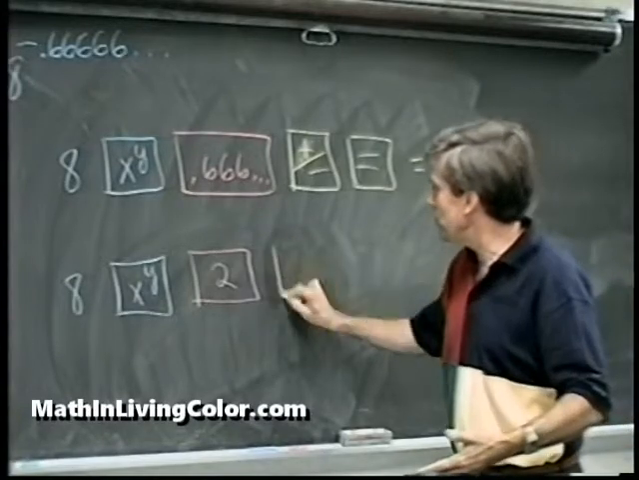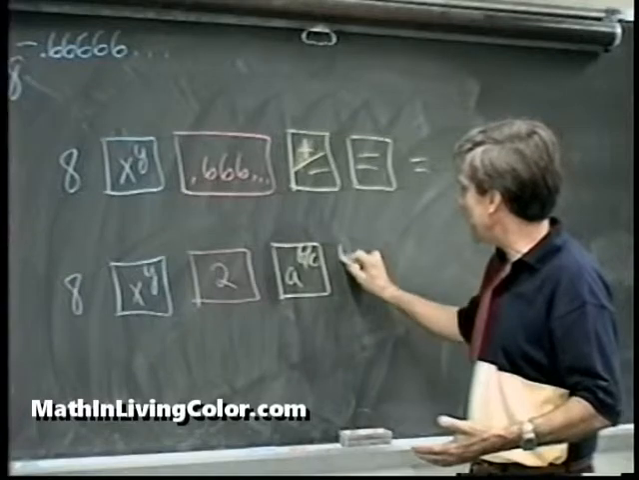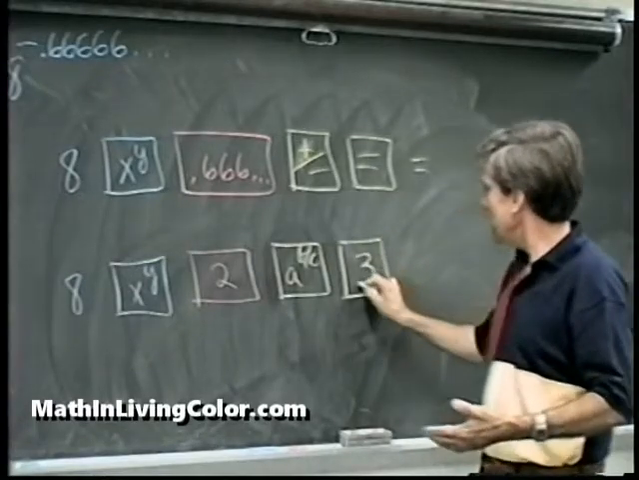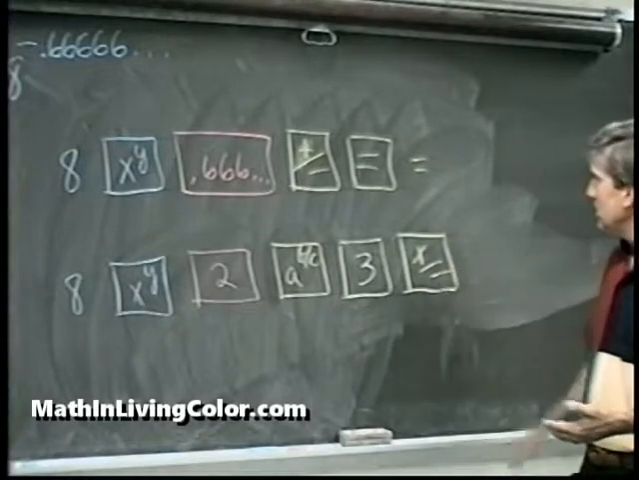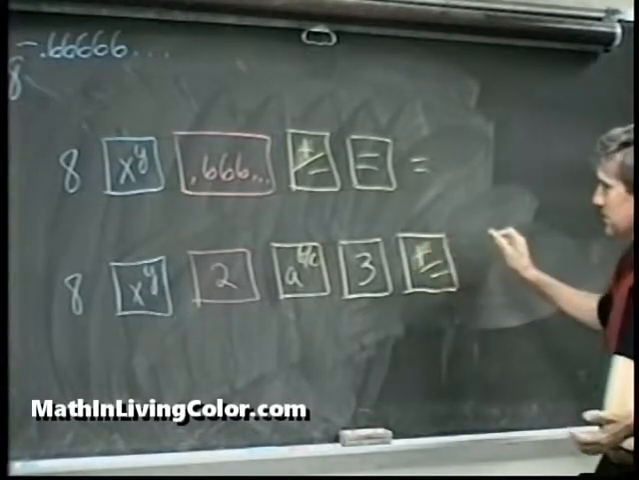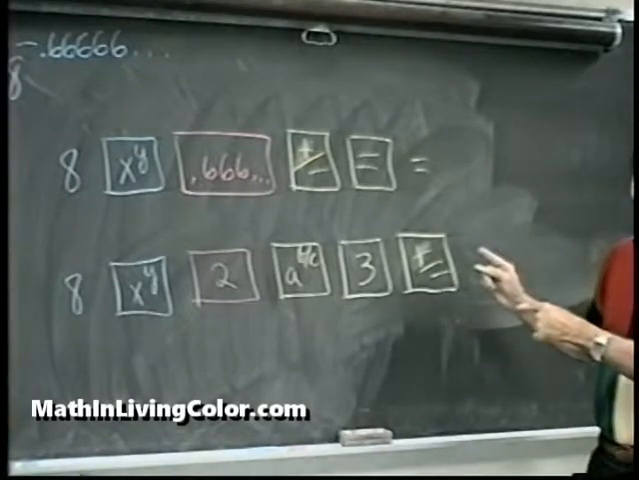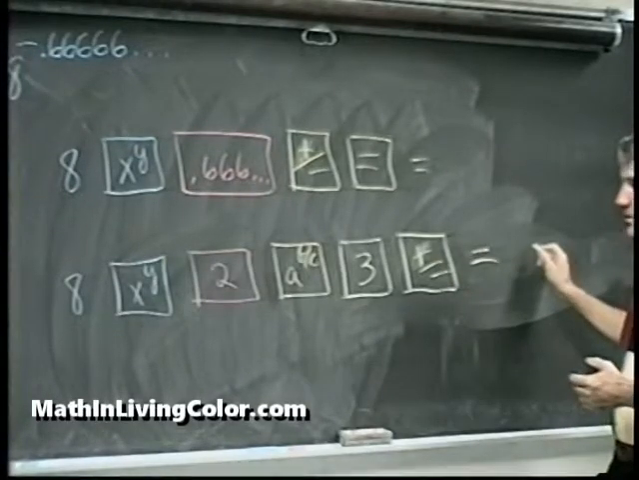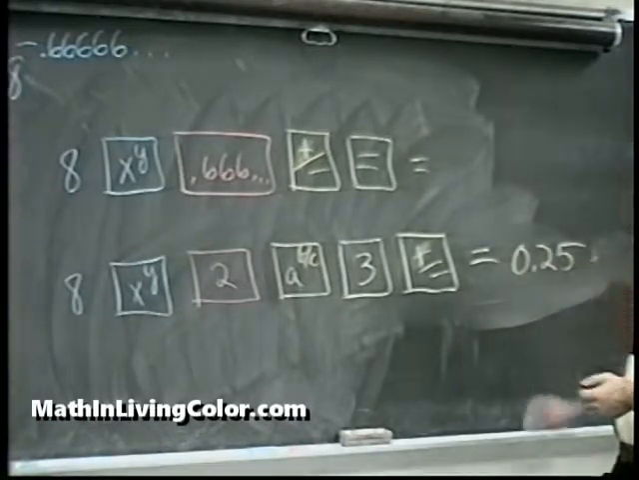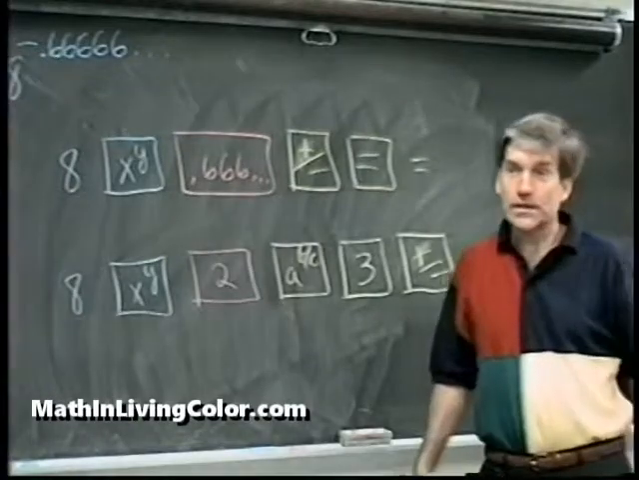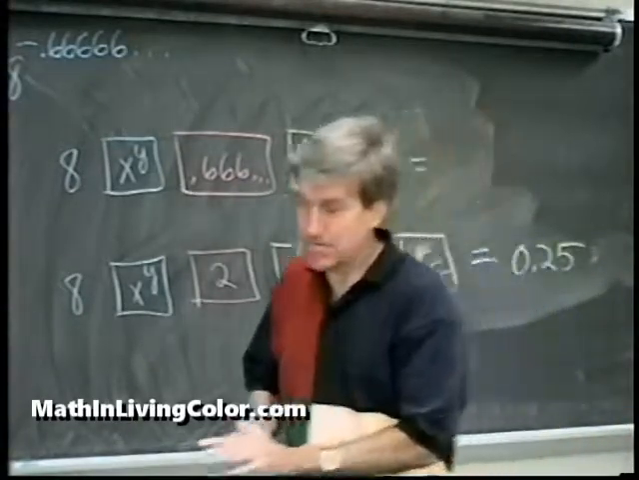But if you'll do 2, and then A to the B over C button, and then 3, and then do the plus or minus key. Now it says negative 2/3. Okay, and then equals, 0.25, right? Right on. Any questions on that? All right, that's clear? All right?